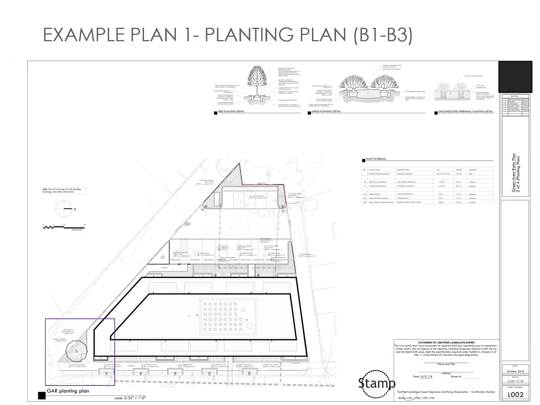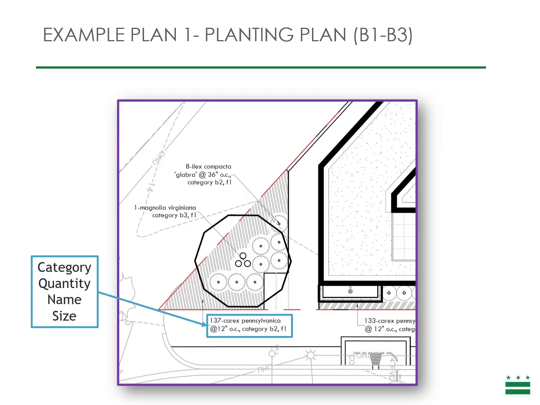So next we went back to the example plan, and we're going to zoom in on that bottom left corner to check their planting plan. So here we've zoomed in to the corner, this is the A2 area with a tree.